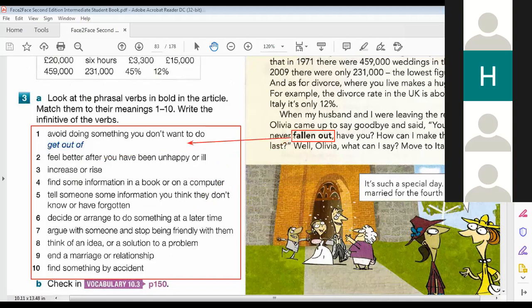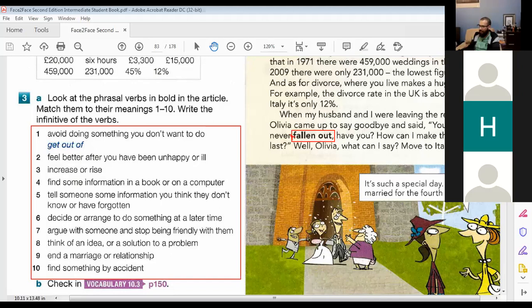I think decide or arrange to do something at a later time. Okay, let's see if the rest of the class agrees. Do you agree, Hajar? Do you think that's right? Fallen out? No, end a marriage or a relationship. But let's see. What does it say? Let's see the original sentence.